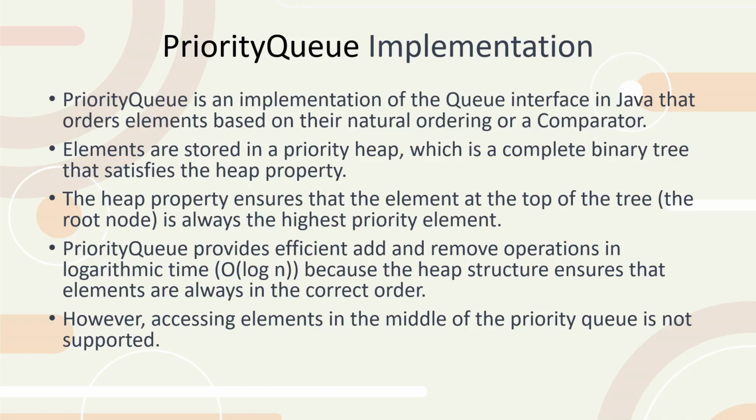When an element is added to the PriorityQueue, it's inserted at the next available leaf node in the tree and then bubbled up to its proper position based on its priority. This means that the element with the highest priority is always at the root node of the tree, which makes it easier to retrieve the next element in the queue with the poll method. PriorityQueue is a good choice for applications where the order of elements in the queue is important and where efficient add and remove operations are necessary. However, accessing elements in the middle of the queue is not supported, so it may not be the best choice for all applications. So this is about the PriorityQueue.